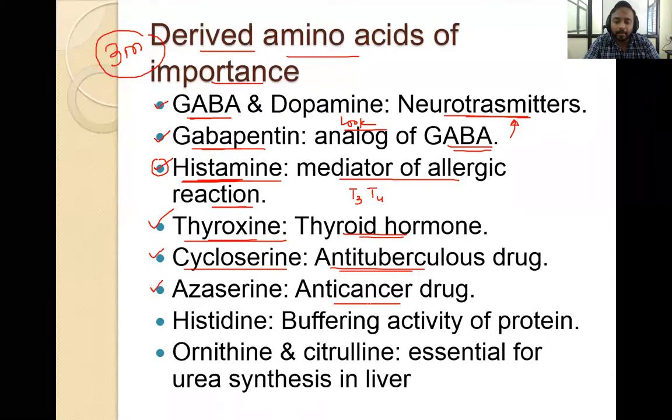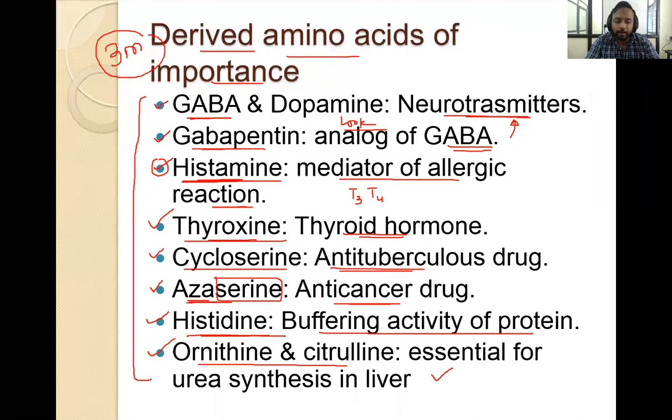Some of the anti-cancer drugs, like for example azathioprine, where serine is modified. So azathioprine is an anti-cancer drug. Histidine, which is important for the buffer activity of proteins. And lastly, ornithine and citrulline, which are important for the urea cycle in the body. So these are a few derived amino acid examples which have biologically important functions.